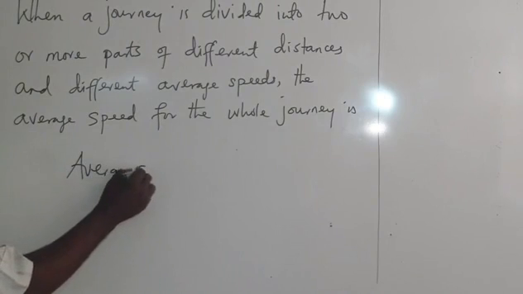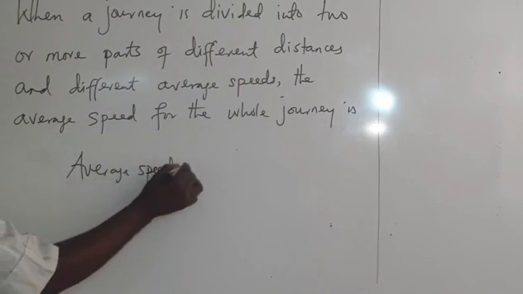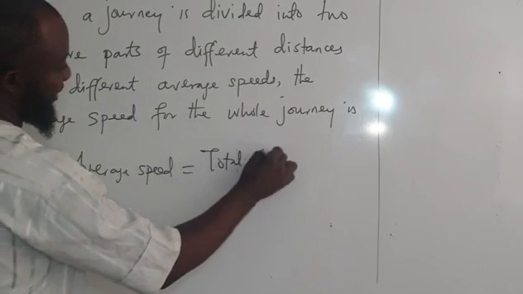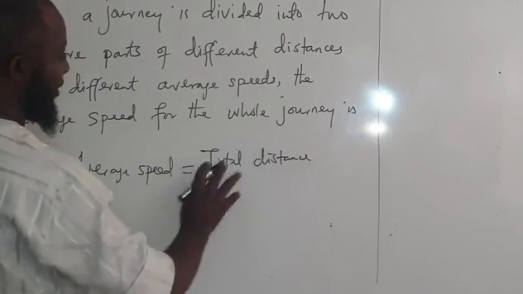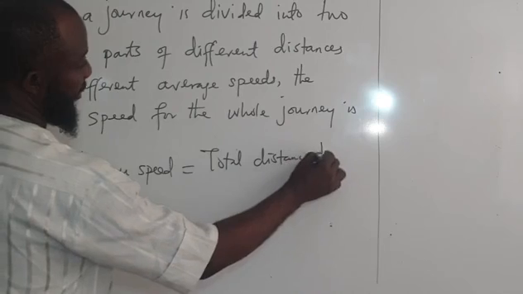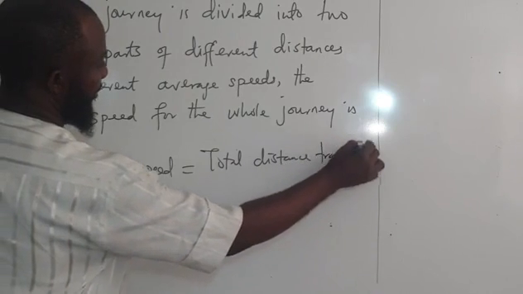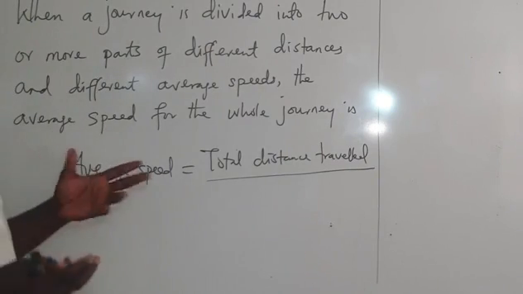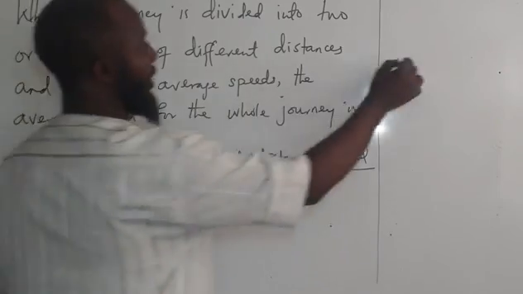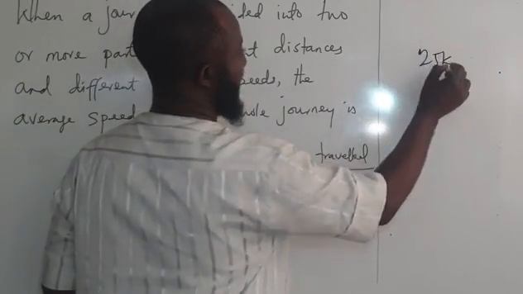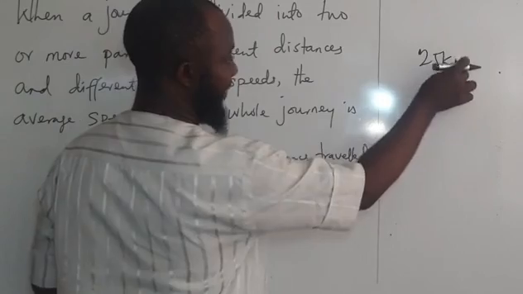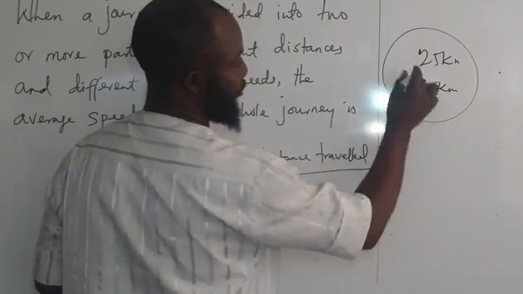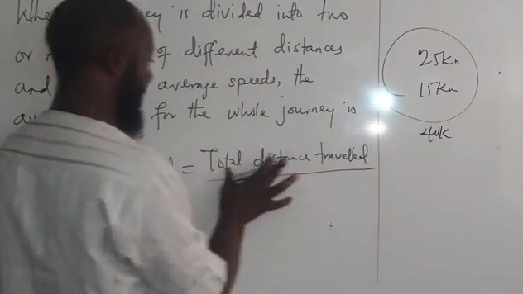Average speed here would then be equal to total distance covered, or traveled. So the distance that is covered for the whole path, for the two parts or three parts. So if you move from here to here, spending 25 kilometers, and you move from that place to another place, 15 kilometers, the whole distance will then be what? 40 kilometers. That was the distance.